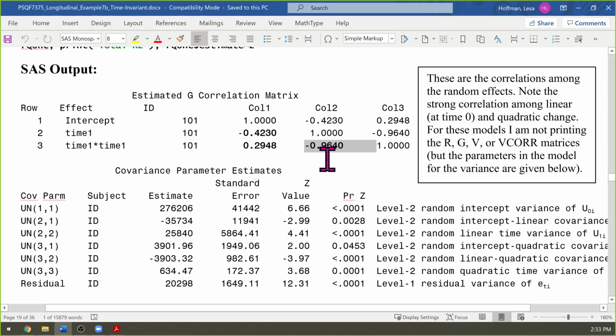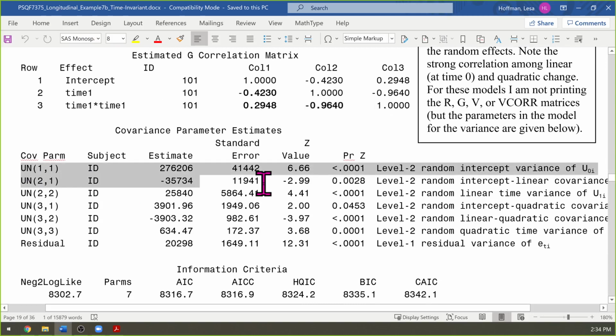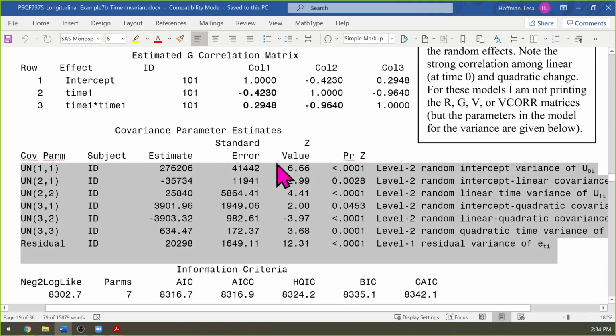So this is something to keep an eye on and potentially change your centering strategy if it goes to 1 and stays there, because then it will throw an error message that your G matrix is non-positive definite, meaning that there's something that's out of bounds here. So this is very close to that, but not quite. But otherwise, we have the variance components of the model.